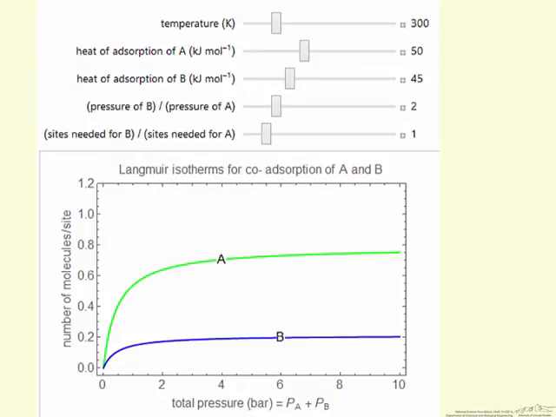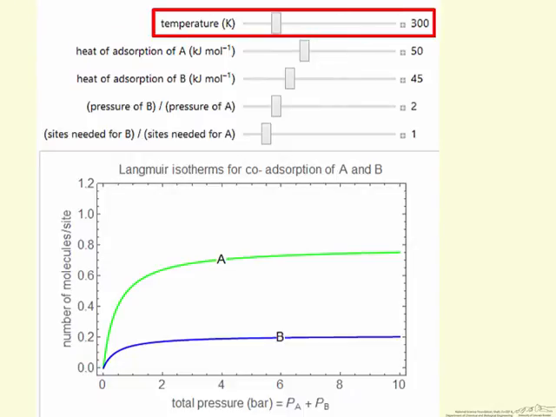So we can plot the number of molecules adsorbed per site on the surface as a function of the total pressure, so this pressure of A plus the pressure of B. So if we raise the temperature, the amount adsorbed is going to decrease.